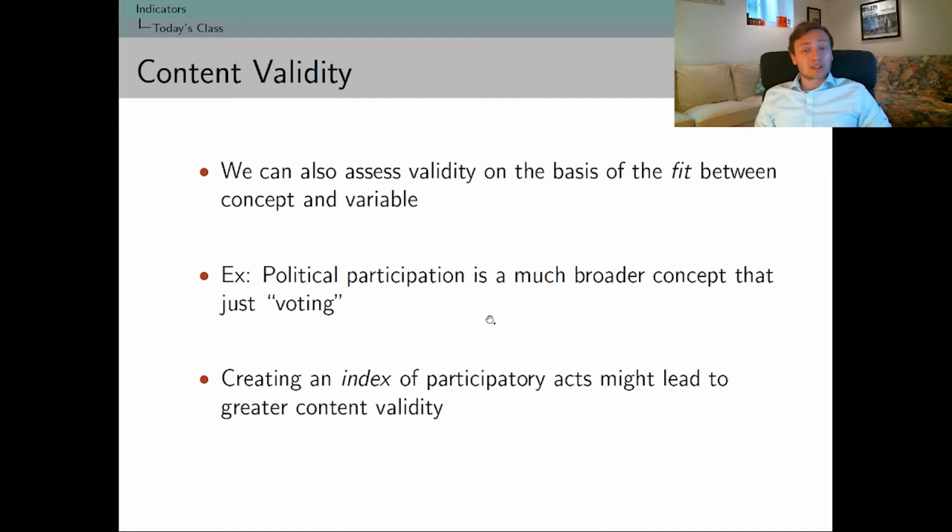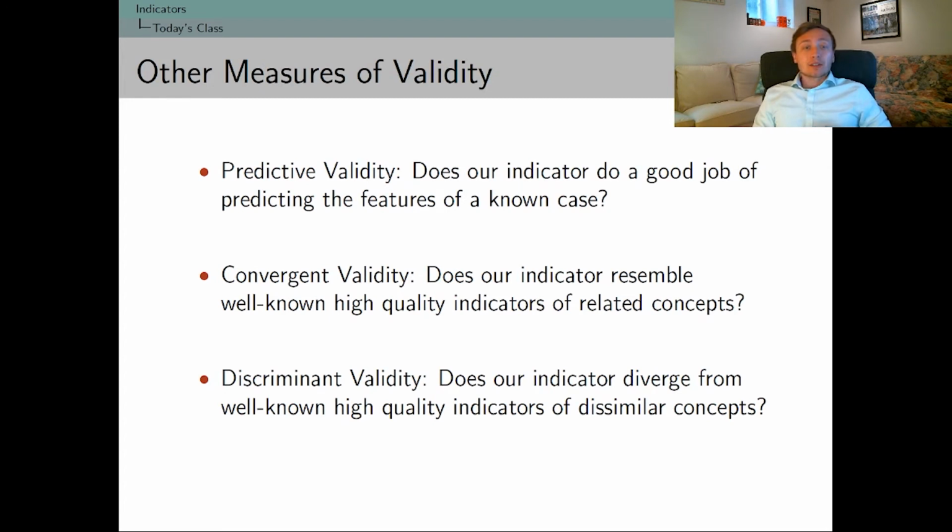So, for example, political participation, if we were interested in that, we might look to see if people have voted or not, but really that's only one very small piece of the puzzle when it comes to political participation. So instead we might think about a more content-valid scale being something that includes other kinds of participatory acts, like whether or not people have written letters to their representatives, whether or not they've attended protests or rallies, a richer set of potential participatory acts. And so content validity might be another way that we could assess whether or not we're getting closer to a good measure.